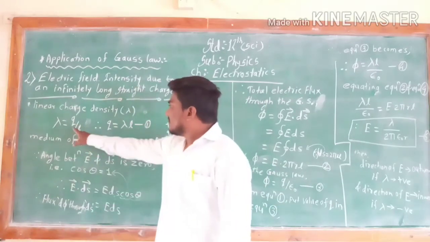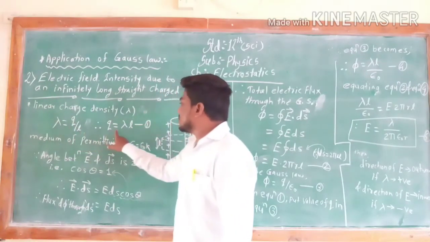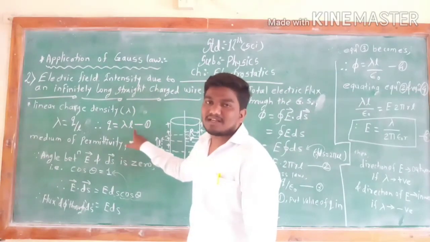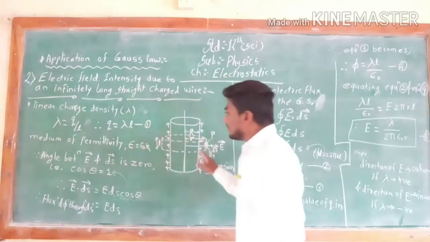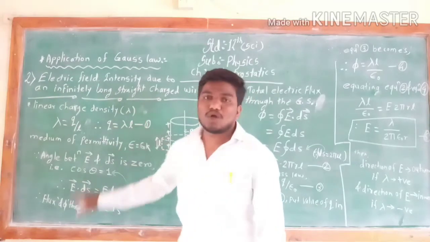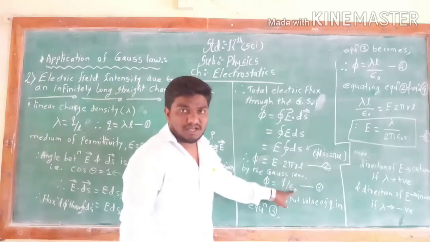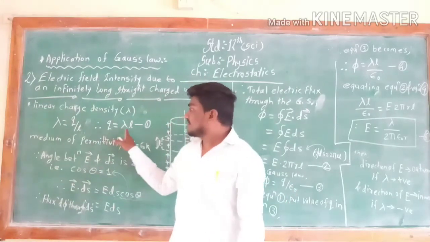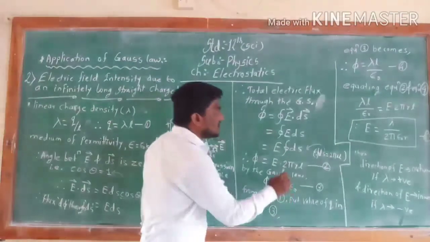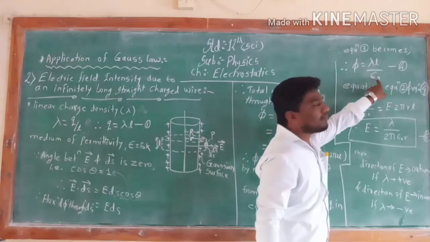Now in equation number 3, we put the value of Q. See the linear charge density lambda. Lambda is equal to Q upon L, so Q is equal to lambda L. This is the value of Q, the charge on that given cylinder. This value of Q is put in the equation phi is equal to Q upon epsilon naught. Therefore, equation number 3 becomes phi is equal to lambda L upon epsilon naught.